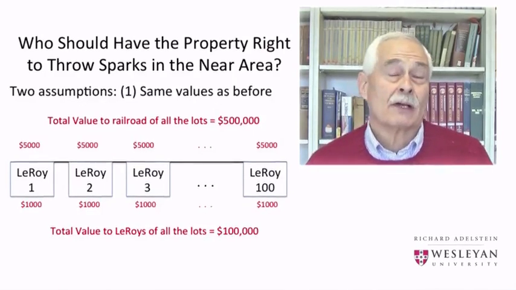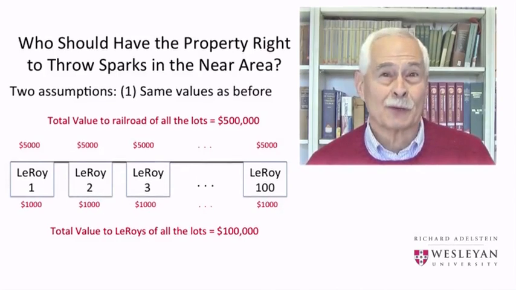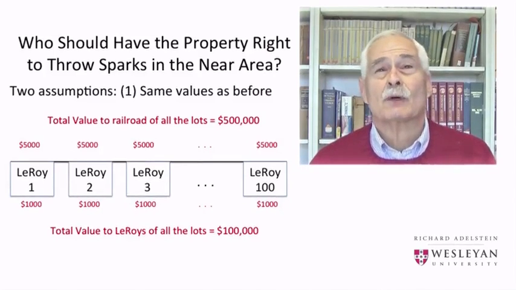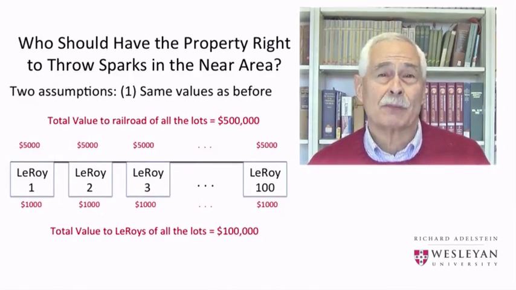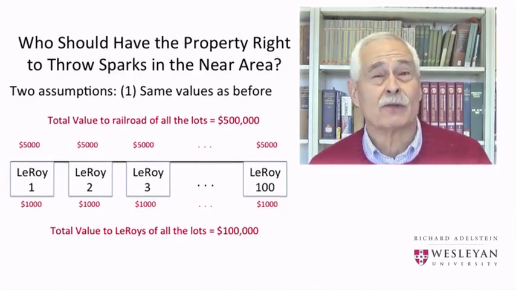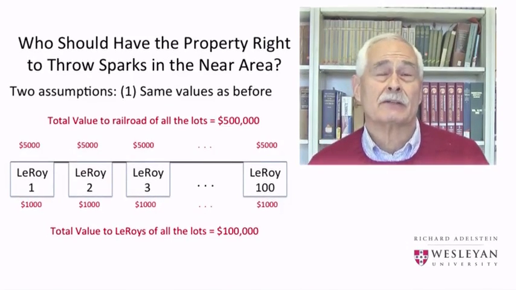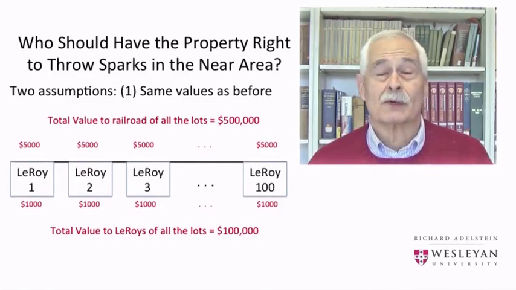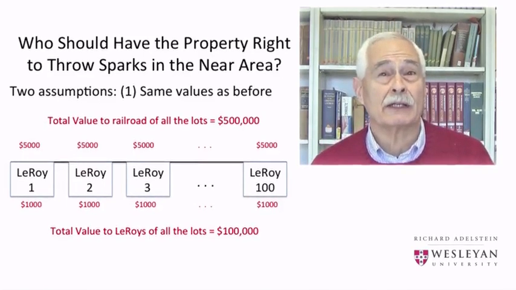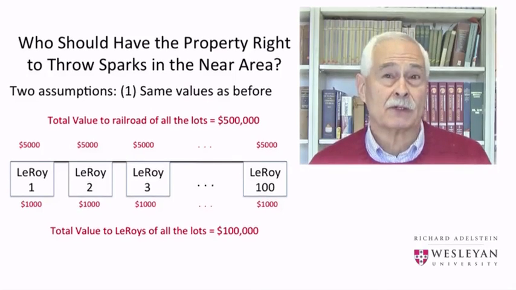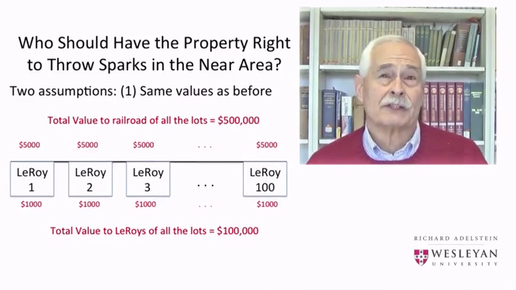We'll start off with a couple of assumptions, beginning with the assumption that, in order to create the need for transactions, a court has already given the property right to throw sparks in the near area of each of the 100 LeRoy's yards to the LeRoy companies themselves. That means that if the railroad is going to come to terms with the LeRoy companies, it must buy the right to throw sparks into the near area of each of their yards.